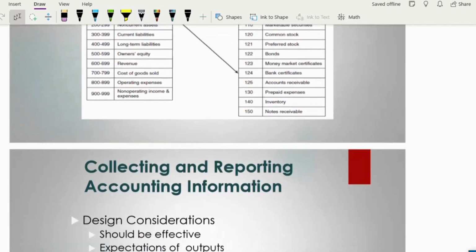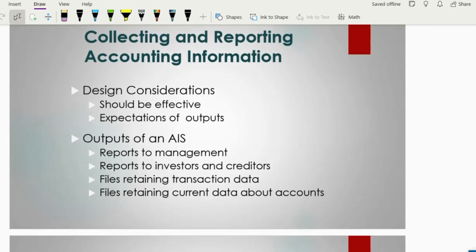Moving on towards collecting and reporting accounting information. Now when we are talking about a system, we have to enter the data, then the system will be able to generate our required results, which are in the form of financial statements or different types of reports, right? So when we are designing the system, it's very important to make sure that the design is effective, and the system should be capable of generating our required outcomes or outputs, meaning whatever expectations the user has about the output, the system should be able to generate that.